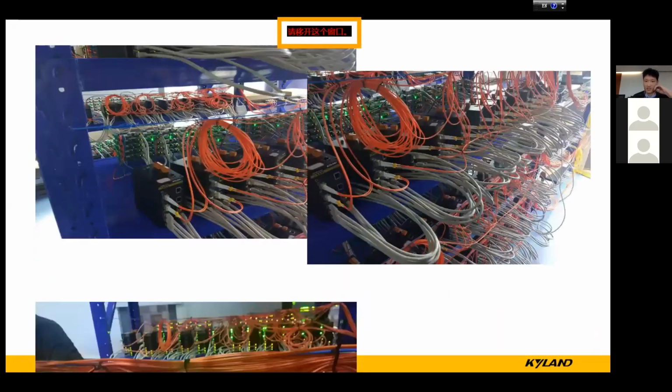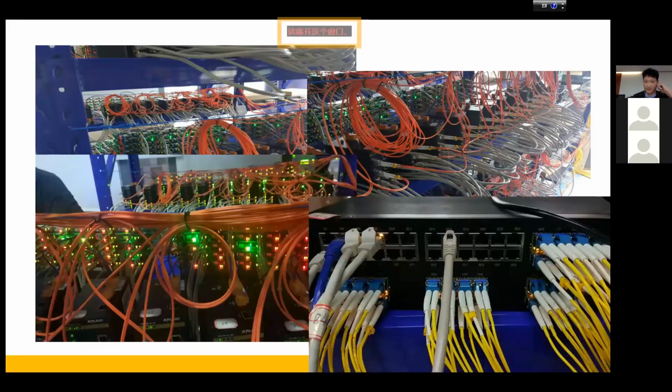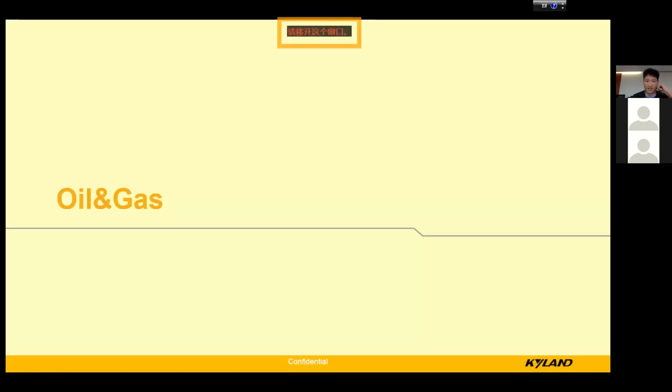In this network, the highlight is that all over the network there is high redundancy performance, with recovery time less than 20 milliseconds. And next, we will continue to the oil and gas solutions.